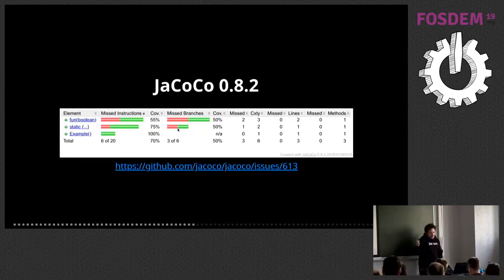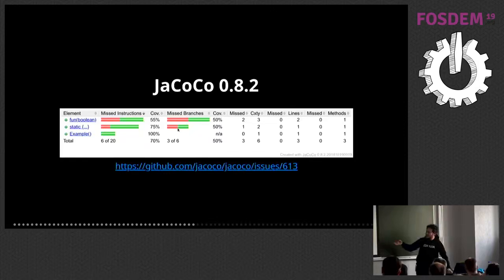And in the case of JaCoCo, it's a pretty tricky case because you can't actually test one of those 2 branches, because then you need to restart your JVM with assertions disabled or assertions enabled. It's a very tricky case. We still have an open issue.